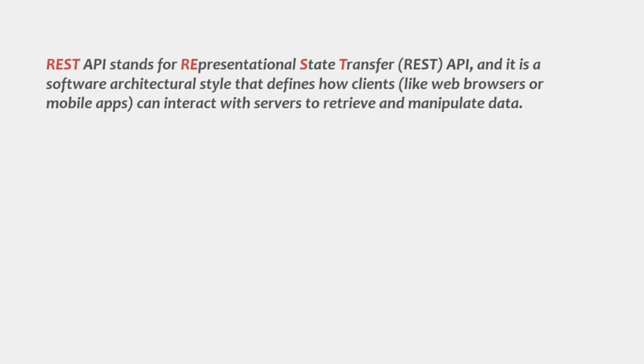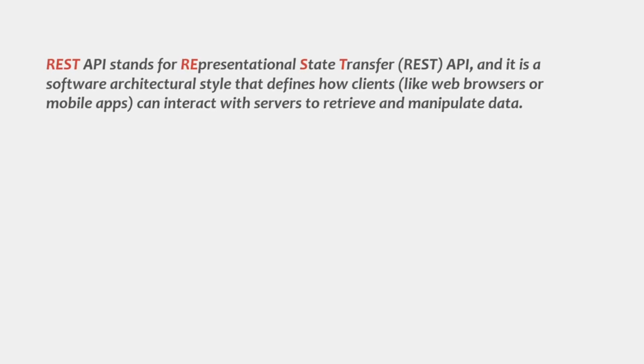REST API stands for Representational State Transfer API, and it is a software architectural style that defines how clients like the web browser or the mobile apps can interact with servers to retrieve and manipulate data. It's a very popular method for building web services because of its simplicity, scalability, and flexibility. Any API that conforms to the design principles of REST architectural style of programming is called a REST API.